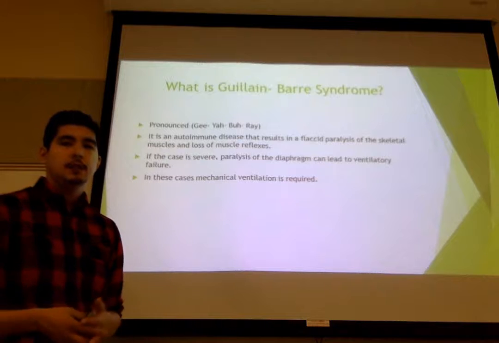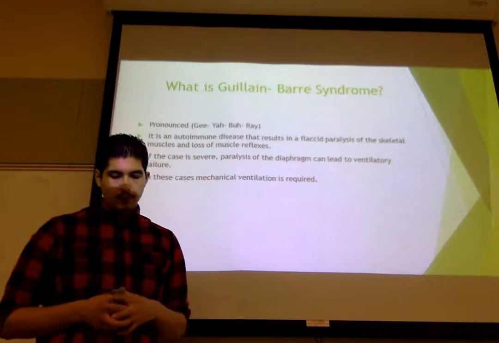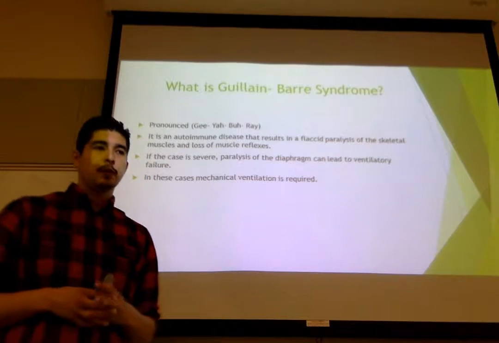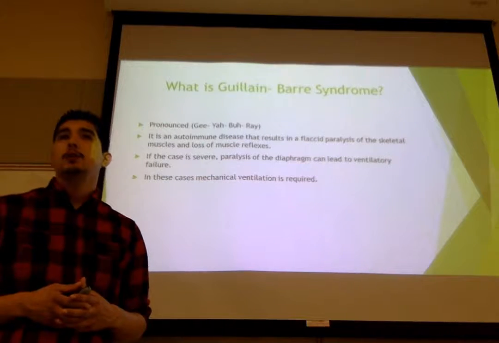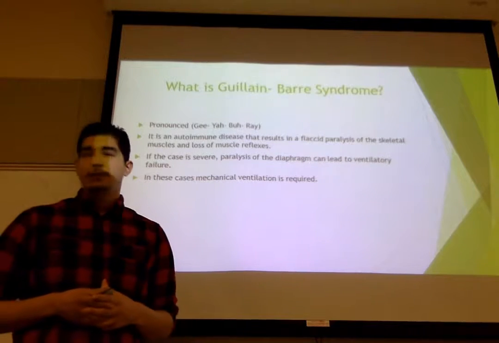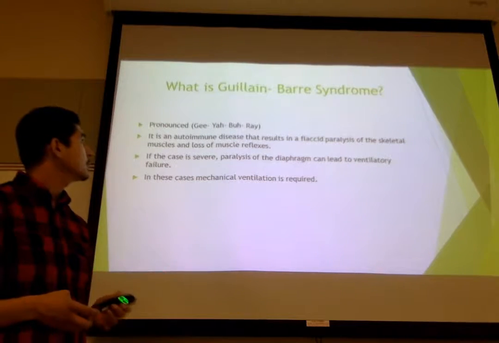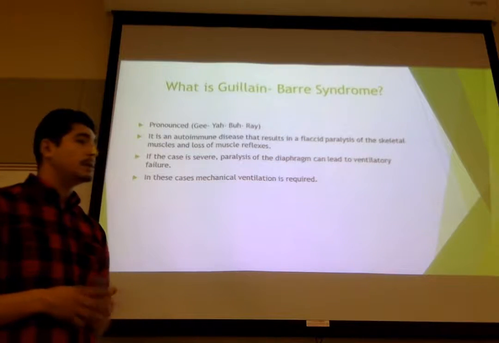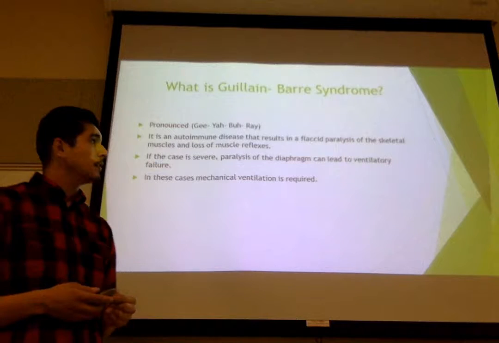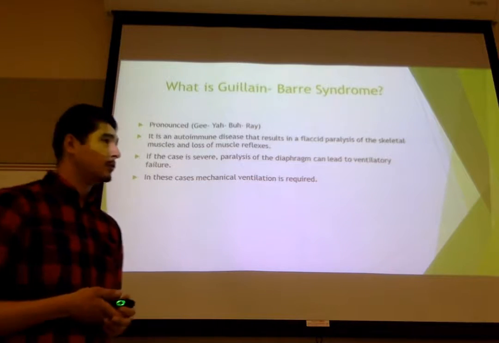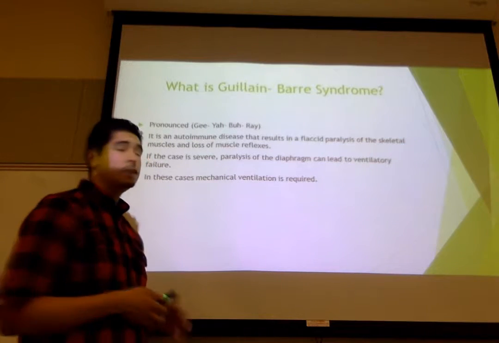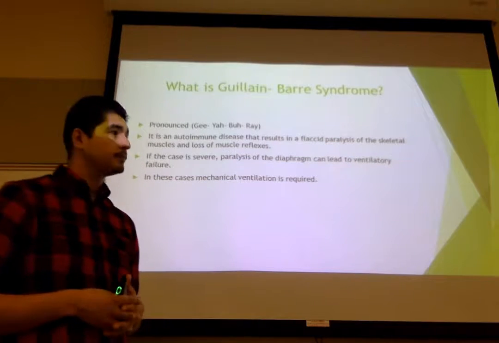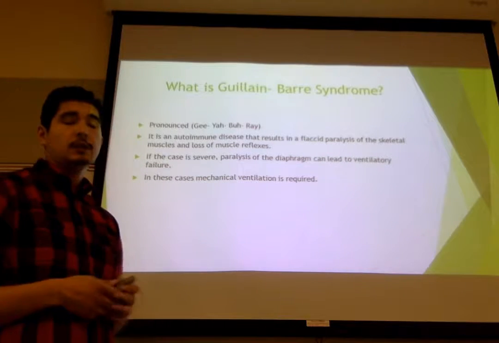So what is Guillain-Barre syndrome? First, it is pronounced Guillain-Barre, and it is an autoimmune disorder that results in a flaccid paralysis of the skeletal muscles and loss of muscle reflexes. In many severe cases, this can lead to paralysis of the diaphragm, which leads to ventilatory support as well as mechanical ventilation.